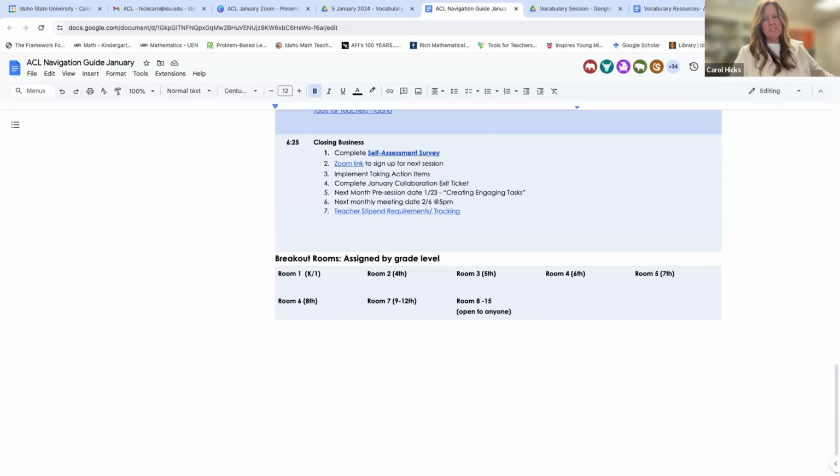Okay, so am I sharing? Right now you're sharing the navigation guide. Oh, I am? So weird. I think it's just when I move to other screens, it follows me. That's probably what it is. Okay, so am I not back yet? No. Oh, stop share. Okay.